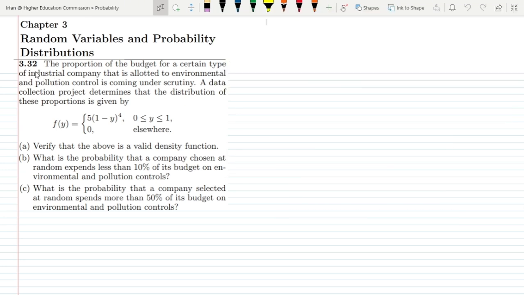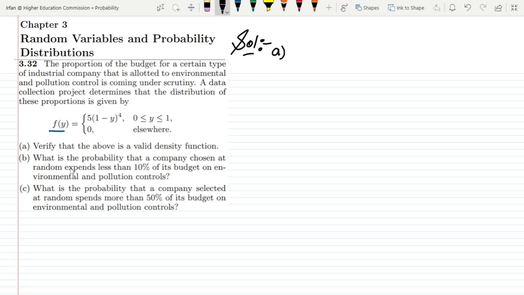So this is question 3.32, and the statement of it is: the proportion of the budget for a certain type of industrial company that is allotted to environmental and pollution control is coming under scrutiny. A data collection project determines that the distribution of these proportions is given by f of y equal to 5 times (1 minus y) raised to the power 4 for the range 0 to 1 and 0 elsewhere. What do we have to do? We have to verify and answer some parts of it, given in the form of A, B and C. So let us start part A.